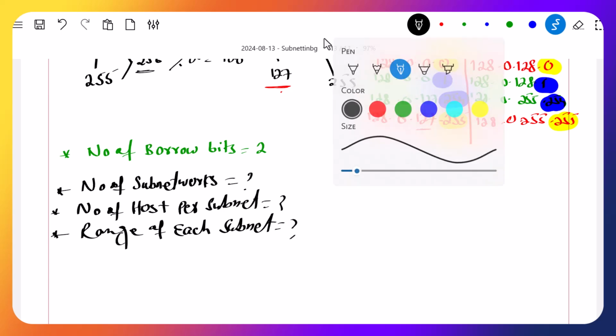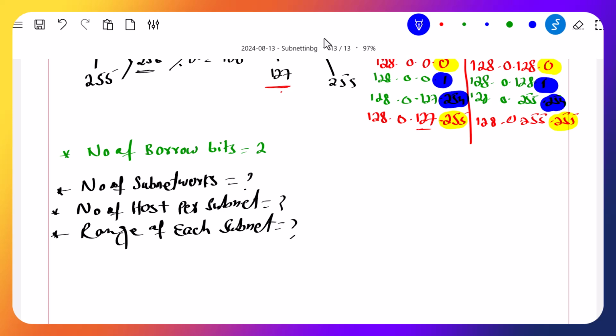Okay, here, number of subnetworks, how many bits have we borrowed? 2. So 2 power 2 is equal to 4. We have 4 subnetworks. Number of hosts per subnetwork: how many bits remain when we borrow 2 bits from the 16? Obviously 14. Okay, 2 power 14 is equal to 16,384, and the usable hosts are 16,382. And range of each subnetwork, how many subnetworks do we have?